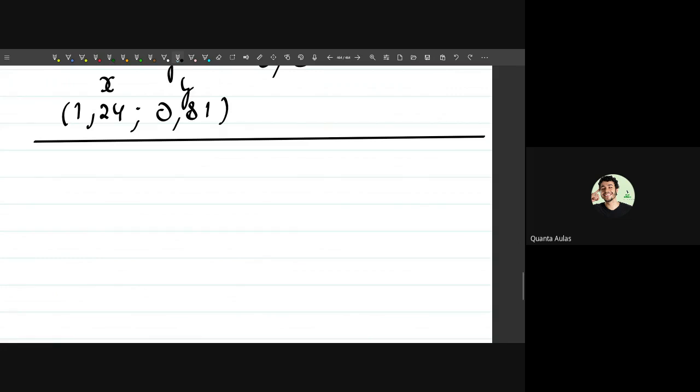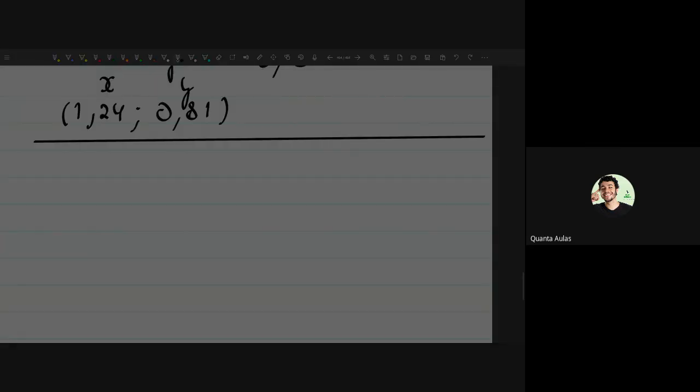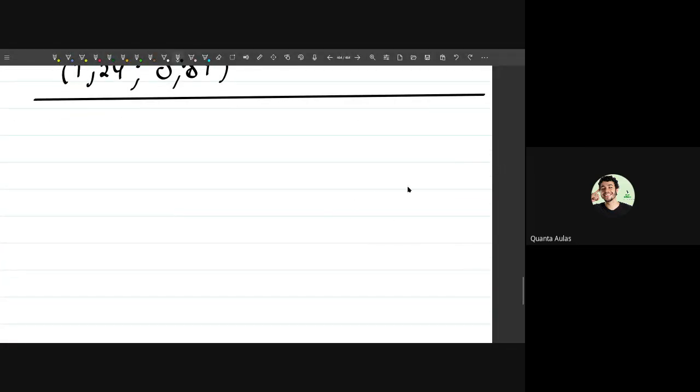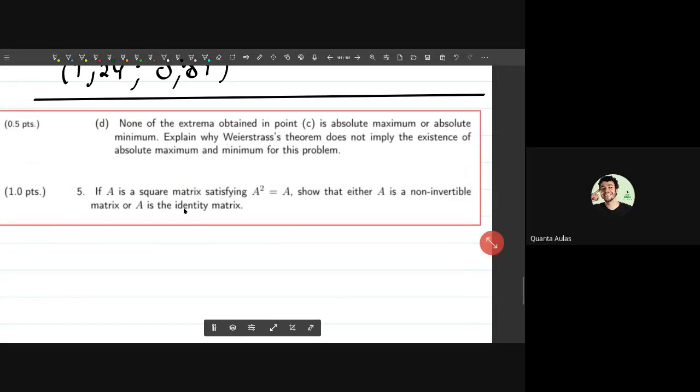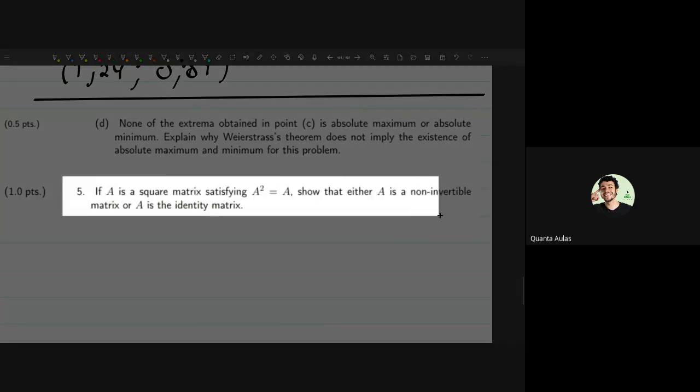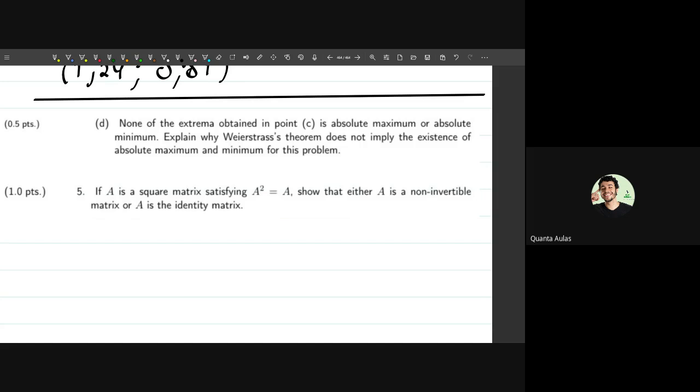We have another two things here to do. Let me see. Note of the extrema points you obtain, which is the absolute maximum. You need to use that thing I will say to you. 5. If A is a square matrix that satisfies A squared equals A, show that... My God, this is another question. This is a matrix question. You need to do this question 5.